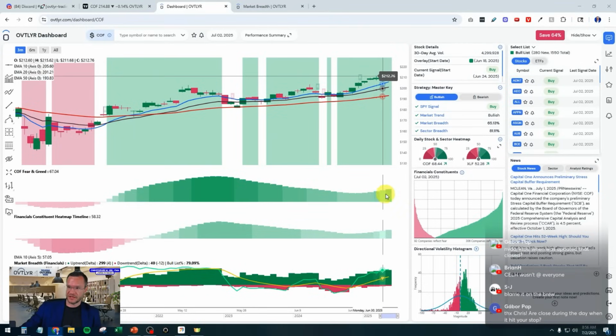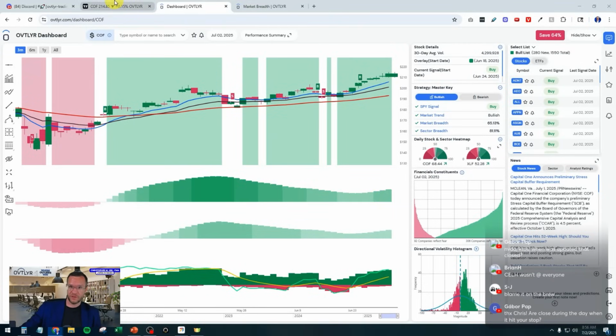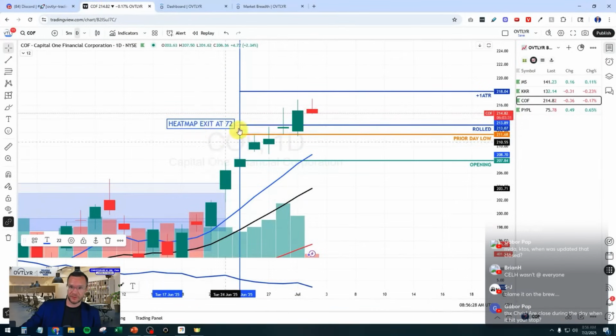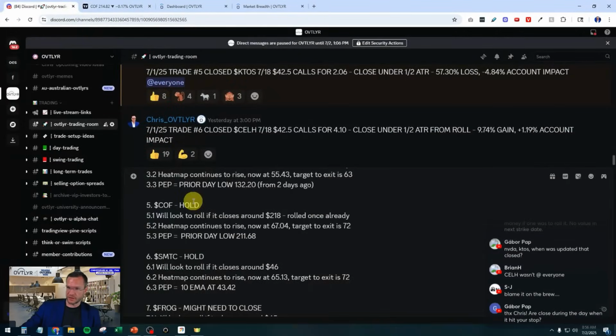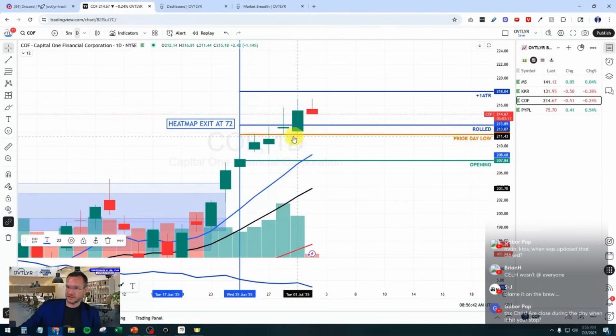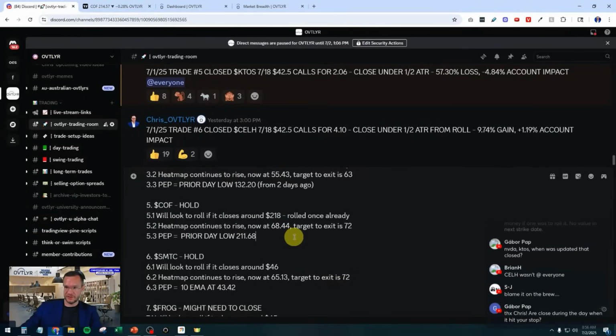So it continues to get more and more greedy. That's what we're looking for. Today's greed value is at 68.44. And we said on Capital One we get out at 72. So we're going to update this. We're still going to roll there, 68.44. It's a heat map. Target 72. Planned exit point will continue to be from 2 days ago, which is at 211.68. Okay.